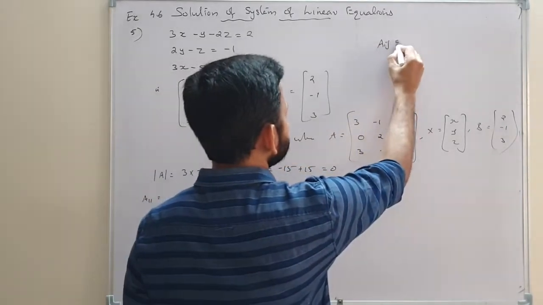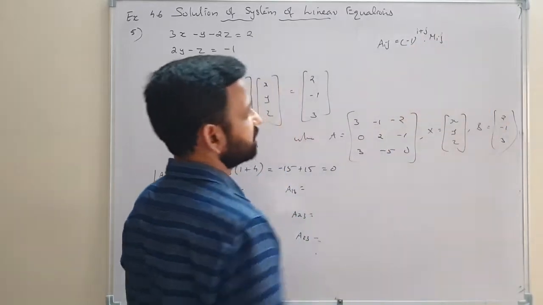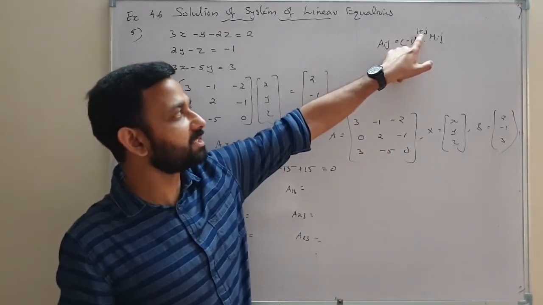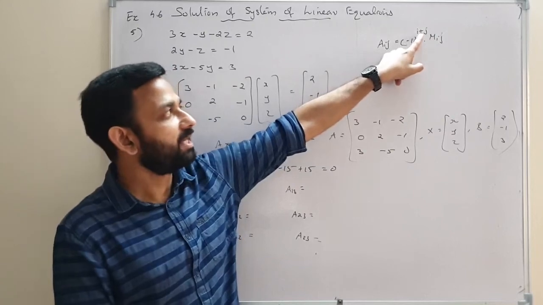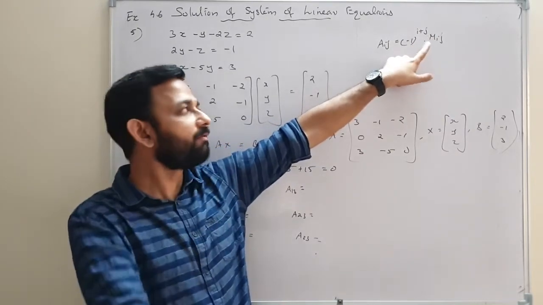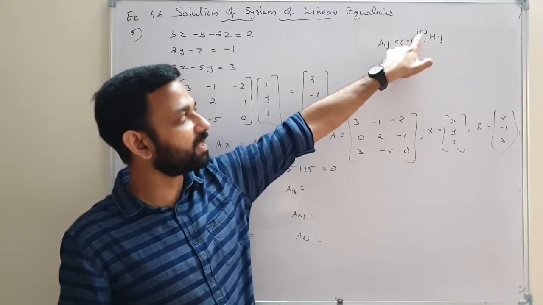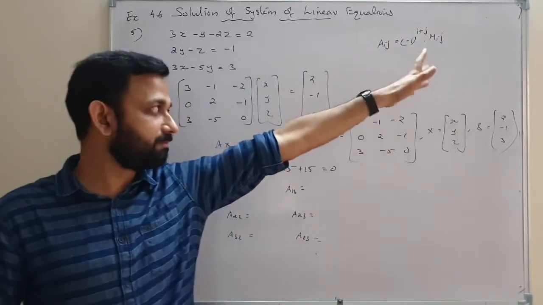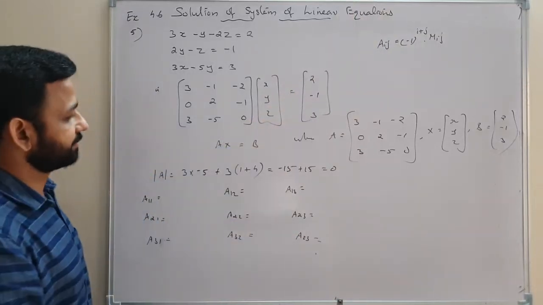Cofactor Aij is equal to minus 1 raised to i plus j into Mij. That is cofactor. And here, if i plus j is even number, minor and cofactor will be same. If i plus j is odd number, cofactor is negative of minor. That depends on the exponent of minus 1. If it is even number, minor and cofactor same. If it is odd number, cofactor is negative of minor.